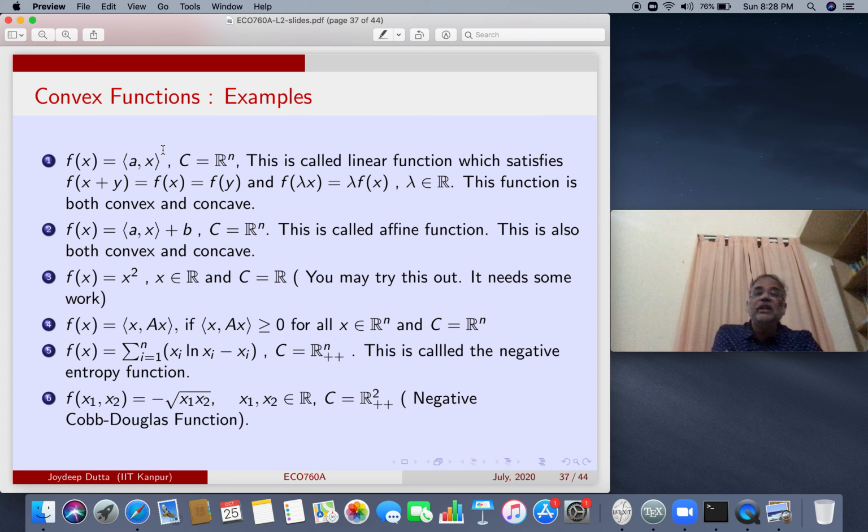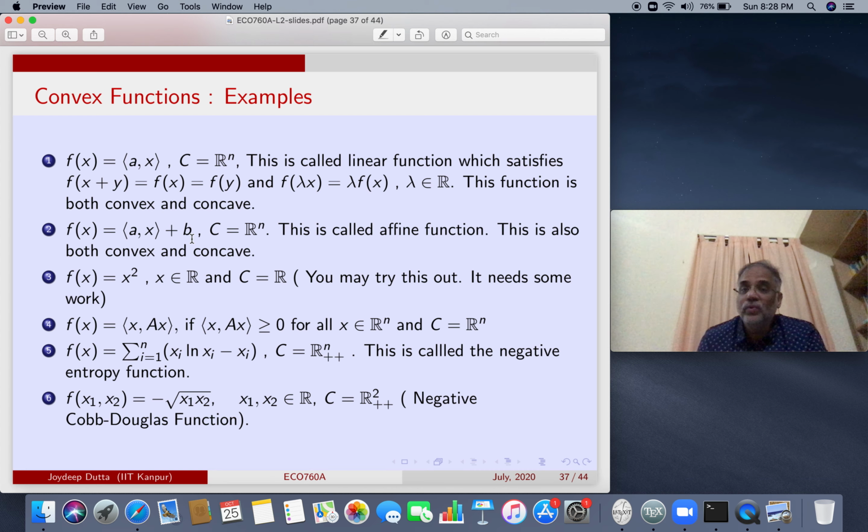So those are called linear functions which satisfy the property that f of x plus y equal to f of x plus f of y, and f of lambda x is equal to lambda f of x, where lambda is any element of R. This is called the homogeneity property, this is called the additivity property. When you add a real number to a linear function, that's called an affine function, and both linear and affine functions are functions which are both concave and convex.